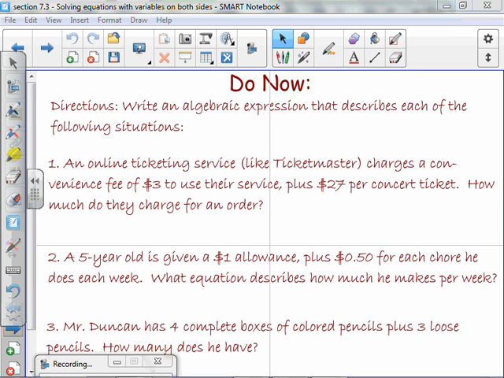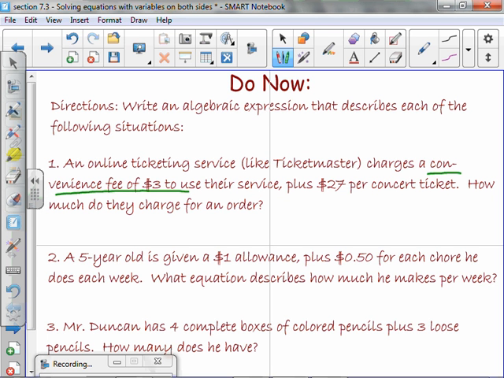Okay, welcome back. An online ticketing service like Ticketmaster charges a convenience fee of $3 to use their service. I'm going to underline that right there. Convenience fee of $3 and $27 per ticket. And then I am going to highlight my keyword plus, okay? And so we can figure out what they charge for an order by this expression.